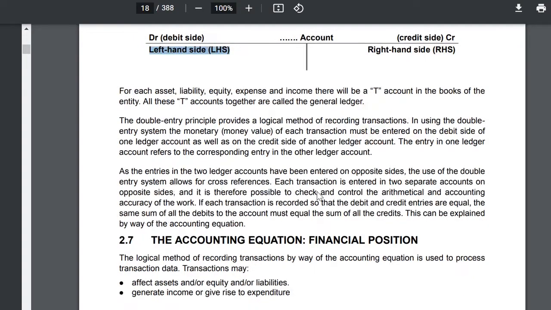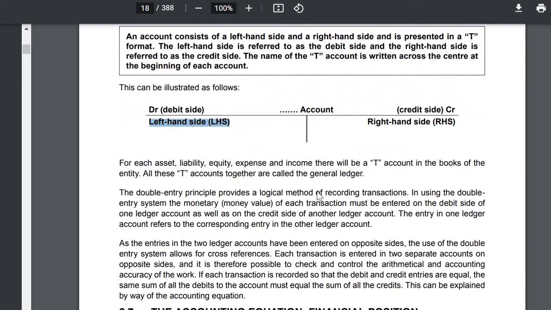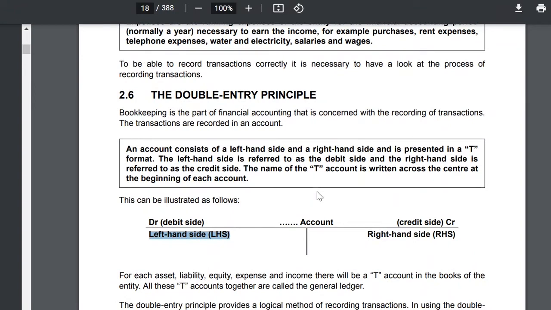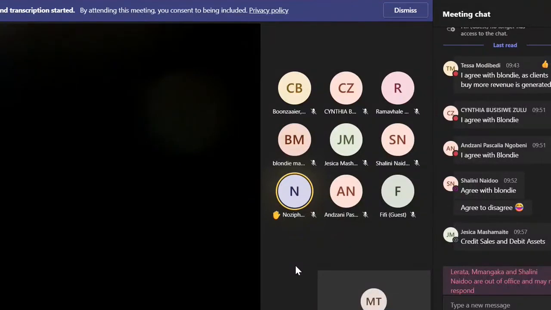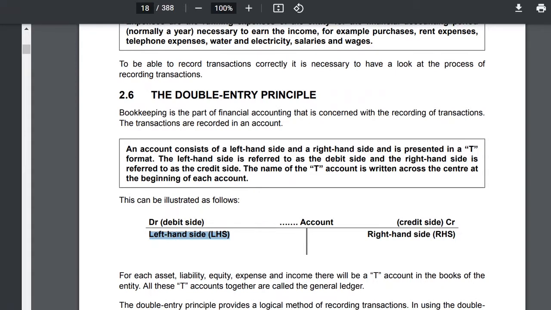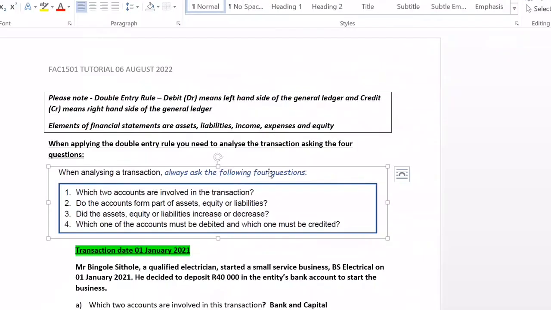This is coming from your page 14. Page 14 of your study guide. That's called the double entry principle. So I'm just showing you how to apply that. I'm showing you how to apply this on 2.6, the double entry principle. This is now me showing you how to apply that.